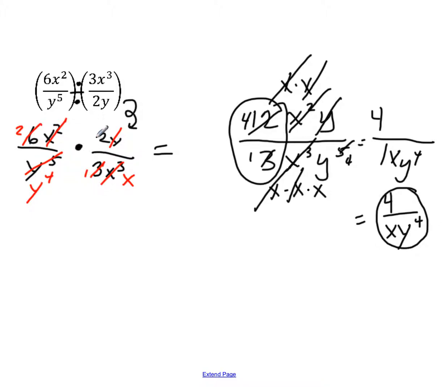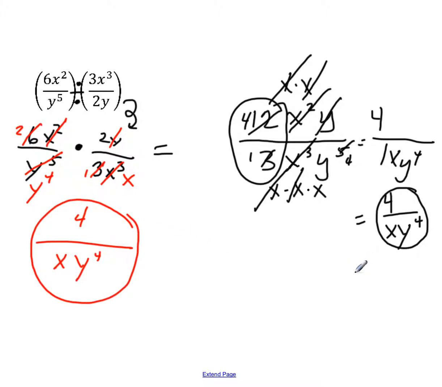I can't cancel the 2 and the 2, even though it's tempting, because they're both on the top, so they won't cancel out. So I get 2 times 2 gives me 4 on the top, and on the bottom the only number I have is 1, but I have x and I have y to the fourth. So I've done the same problem using cross-canceling. Okay, this gets explored again more in the next book, but you'll see it in this lesson.